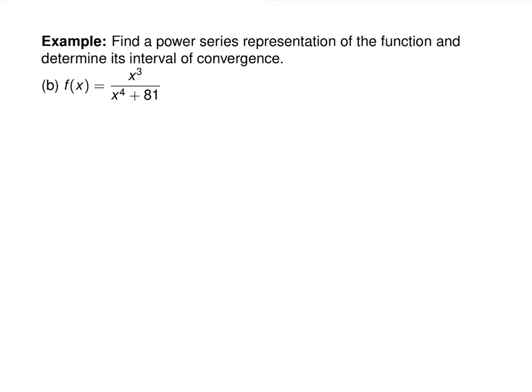All right, now this one will have some sort of combination of those two things put together. So first of all, let's think about this as x to the third times 1 over 81 plus x to the fourth. I'm going to divide out that 81. So I will have x to the third times 1 over 81 over 1 plus x to the fourth over 81.